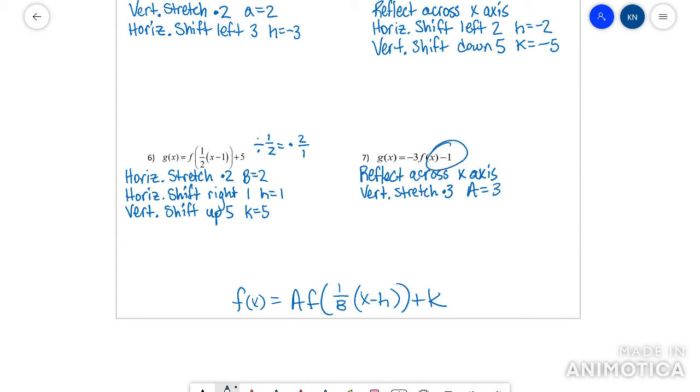Then the last one would be this minus 1 at the end. It's outside, so it's vertical. It's a plus minus, which makes it a shift. Since it's vertical, you do what it says. Minus 1 makes it go down 1. And it's in your K slot. So just write K equals, and since it's vertical, you can just put whatever's there, negative 1.